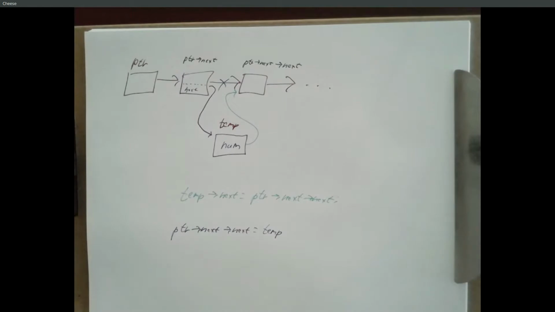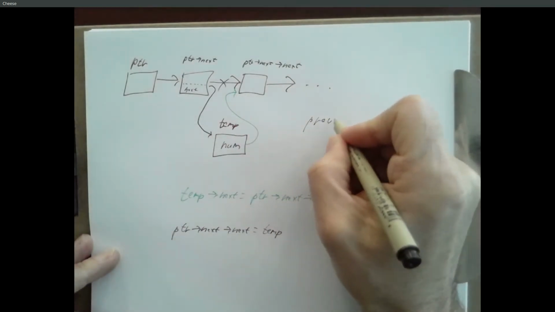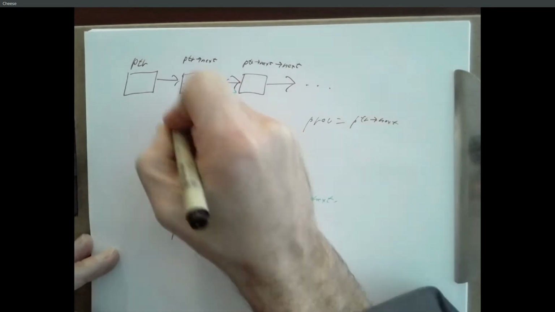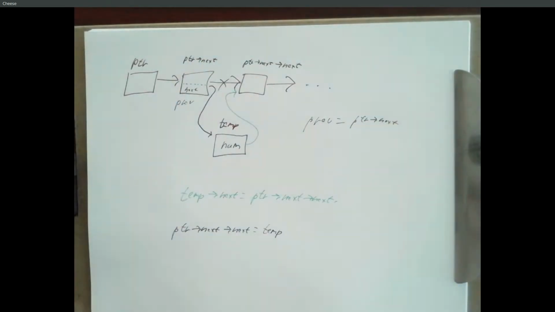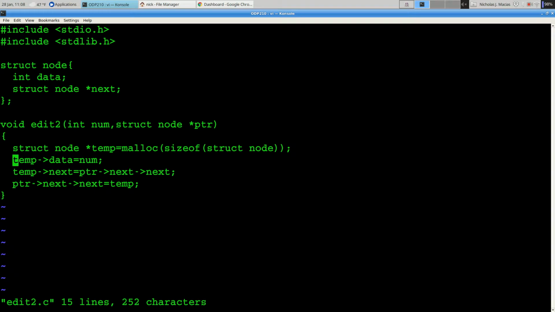You could also simplify this by doing something like previous equals pointer next, which makes this previous. And then your statements are a little less complex, right? Temp next equals previous next equals temp. And that's more the form that we're probably used to. And nothing wrong with using a temporary variable there. So lots of different possibilities.